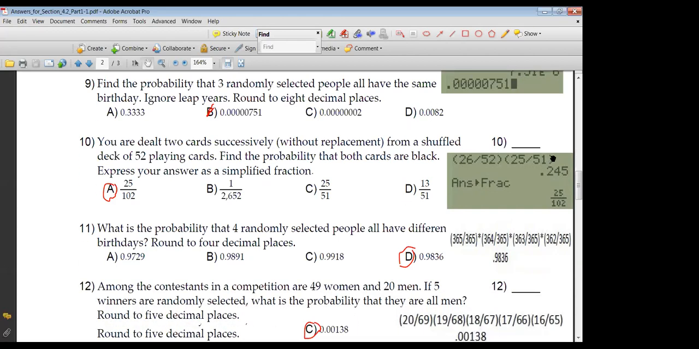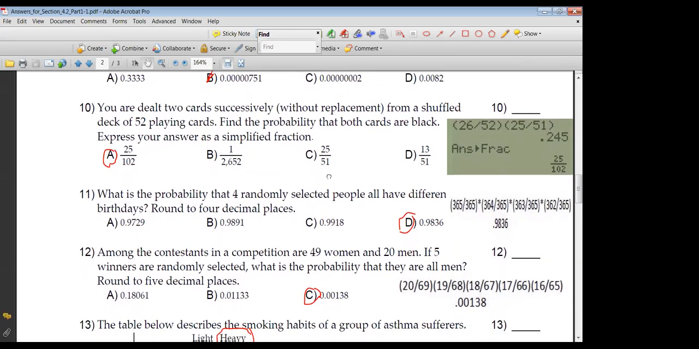All right, you have two cards. You are dealt two cards successively without replacement. You didn't have to tell me this. If he didn't say anything about replacement, I wouldn't assume replacement. Here he's just being extra careful. He says, hey, you're not replacing these. From a shuffled deck, what's the probability that both cards are black?